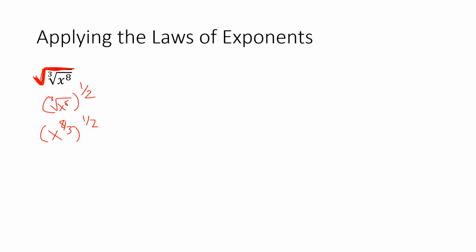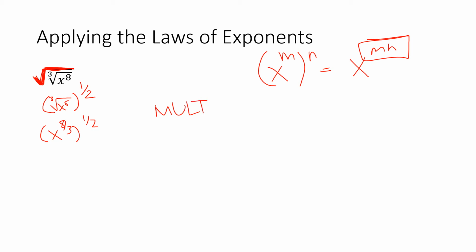So really, all this is a power to a power. And if you have a power raised to another power, all you have to do is multiply those exponents. So here, I just need to do the math. I need to multiply the exponents. This is going to be 8/3 times 1/2. So I'm going straight across here. When you multiply fractions, you go straight across. 8 times 1 would be 8. 3 times 2 is 6.